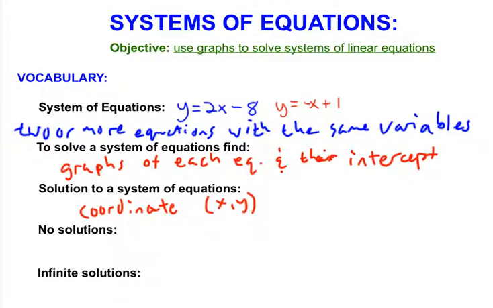Let's continue talking about systems of equations. If you noticed, as you're filling out the notes, or if you looked at the vocab slide here, we still have two spaces left, no solutions and infinite solutions. What does that mean for a system of equations?